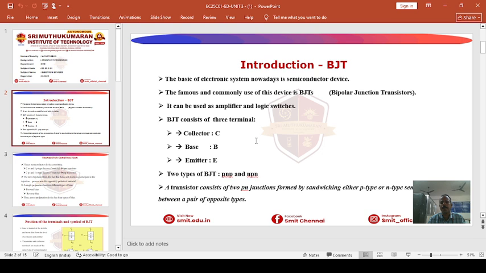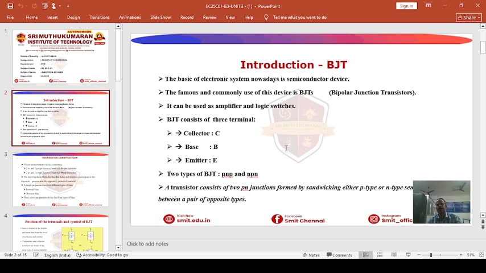BJT, is also called BJT. It is a basic electronic component which is widely used and very famous. So BJTs are the backbone of electronic devices. It can be used as an amplifier or it can also be used as a switch. BJT as an amplifier is very popular, particularly as a CE amplifier, that is, common emitter amplifier.